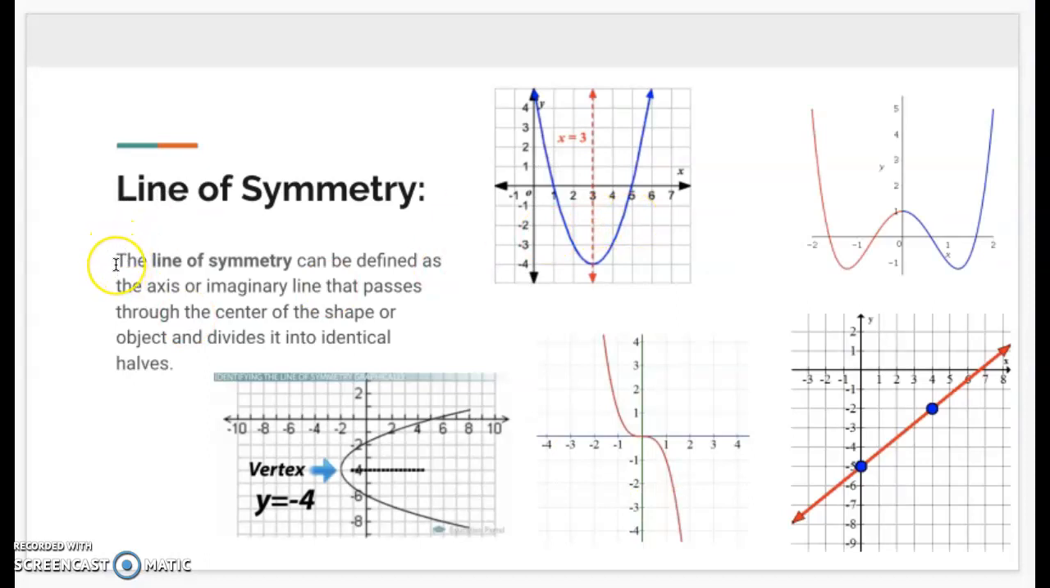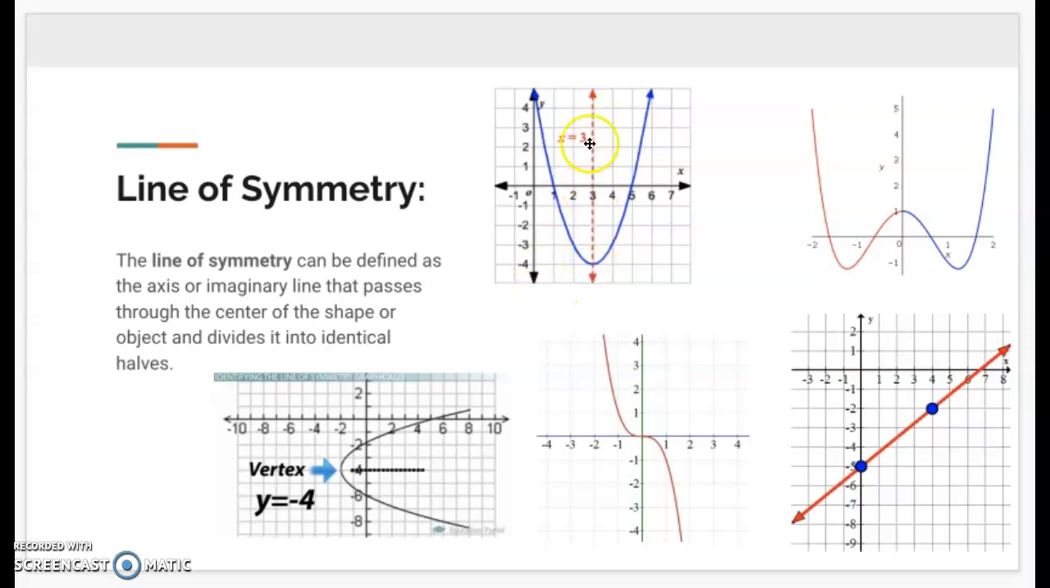First of all, we have a definition right here. The line of symmetry can be defined as the axis or the imaginary line that passes through the center of the shape or the object and divides it into two identical halves. So again, think about if I were to cut this shape directly in half, almost like a piece of paper, could I fold it and it match on top of each other?